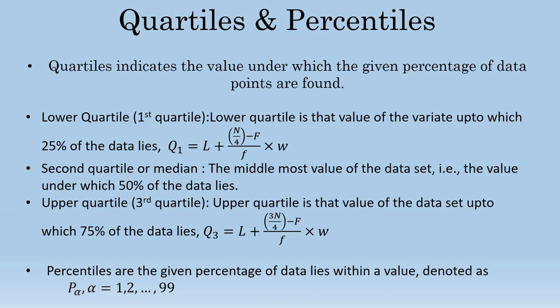Second quartile is the median. The upper quartile, that is the third quartile, has its formula capital L plus (thrice N upon 4 minus capital F) divided by small f, into W. And percentiles are the given percentage of data that lies within a value denoted as P alpha, where alpha goes from 1 to 99, which are the percentages.